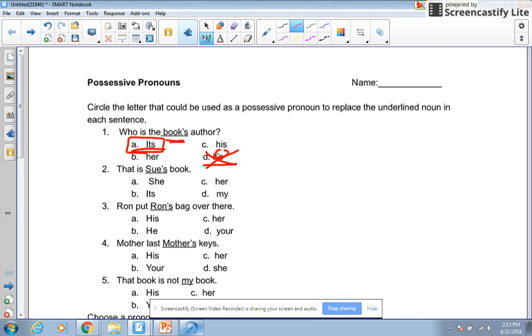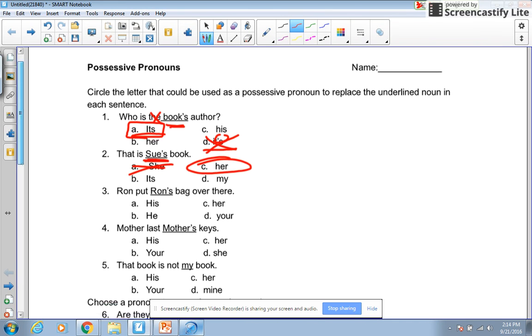Notice if we were to rewrite the sentence, we would have to reword it a little bit. We'd have to say who is its author. So we'd end up getting rid of the to make it make sense. Let's take a look at number 2. It says, that is Sue's book. And again, I'm focusing at this word, and I'm going to use each pronoun and see if it makes sense. So that is she book. No, that doesn't make sense. That is her book. Yes, that makes sense. That's its book. Well, that makes sense, but notice we can't replace Sue with it because there's a gender there. So this kind of goes back to the gender agreement lesson. That's my book. Again, we're not really talking about mine. We're talking about someone else's, so that's why that would not work.